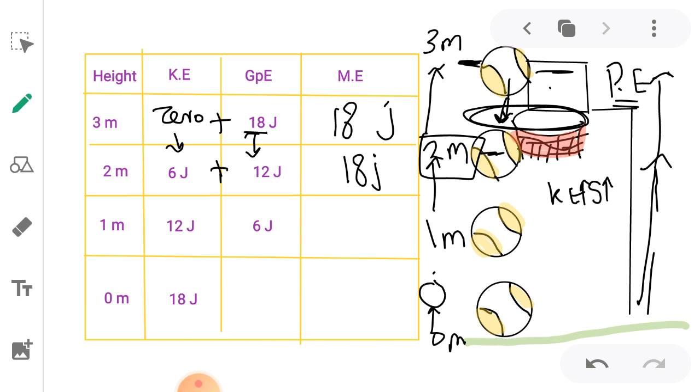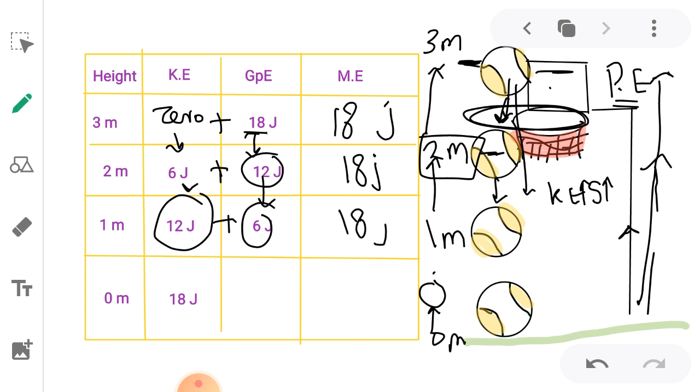Now the ball keeps moving downward to 1 meter. What happened to the height? The height decreases. So what happened to potential energy? Also decreases. It decreases from 12 to 6. That's true. What happened to the kinetic energy? As it's moving downward, the ball becomes faster. So the kinetic energy increases from 6 to 12. That's so true. So what happened to the mechanical energy? 12 plus 6, we add it, also 18. So mechanical energy is saved, it is conserved. It doesn't change, it's constant.